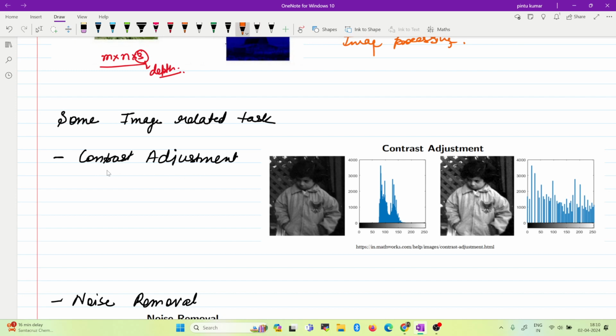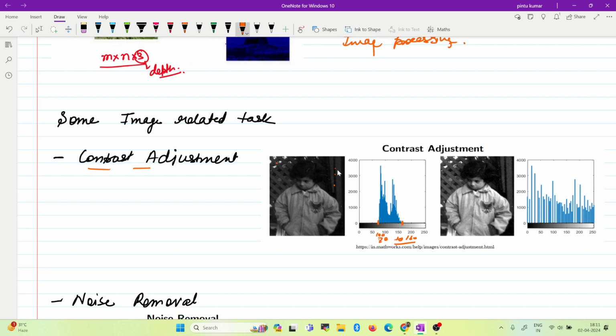So what do we mean by contrast adjustment? If you look at this particular image, it is slightly towards a blacker tone. The lowest value that we can see is around 100, and the highest that we can see is around. So these are the pixel values. Most of the values lie between, let's say here, 70 to 160.